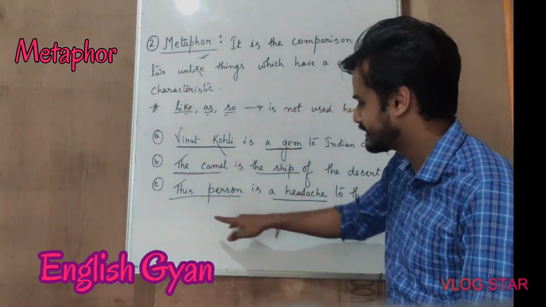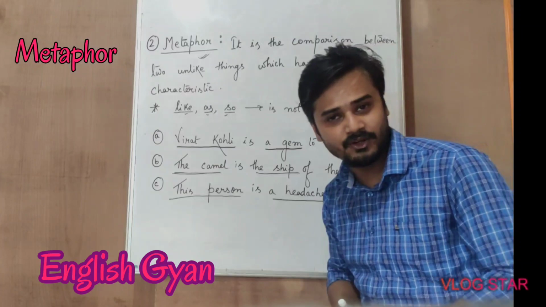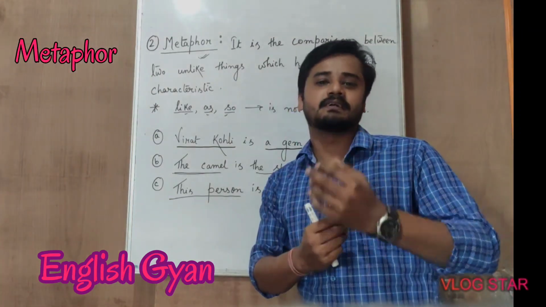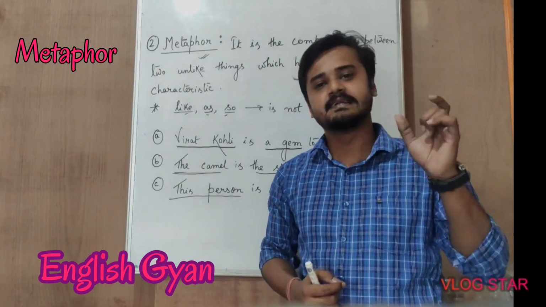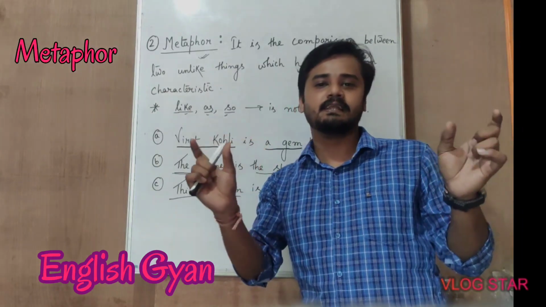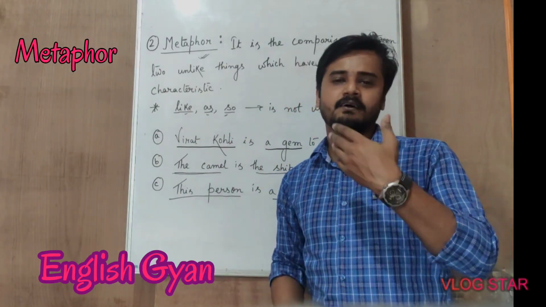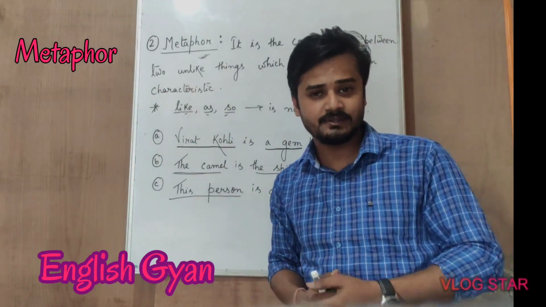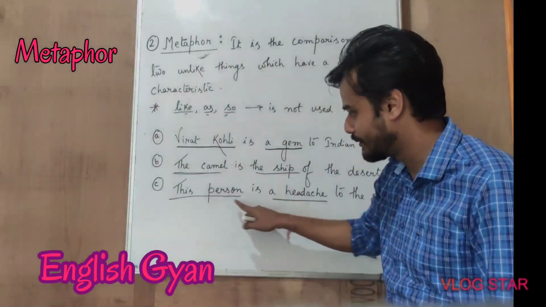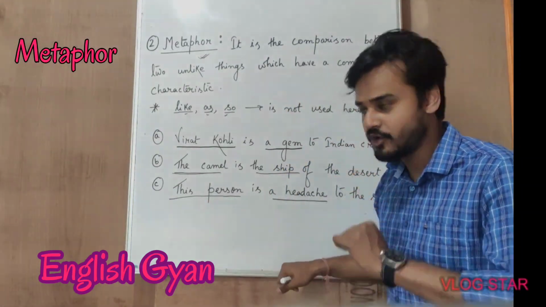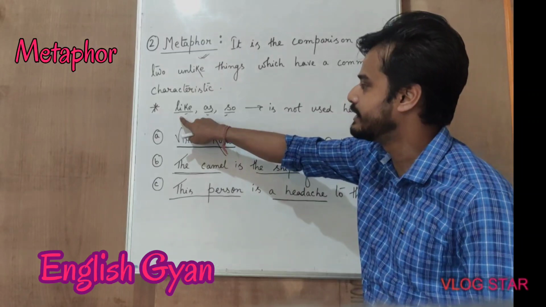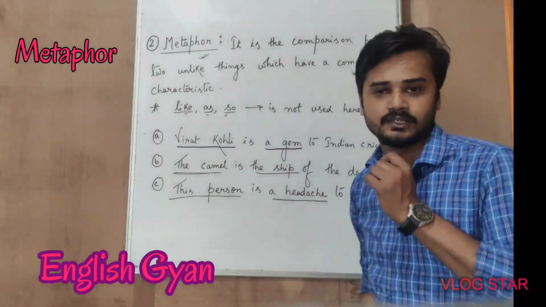So here a person is being compared to a headache because of a common characteristic between these two things, that is this person and a headache, and the common characteristic is some kind of irritation or some kind of pain. So here again two unlike things are compared, but we have not taken the help of the word like, as or so. So this is an example of a metaphor.